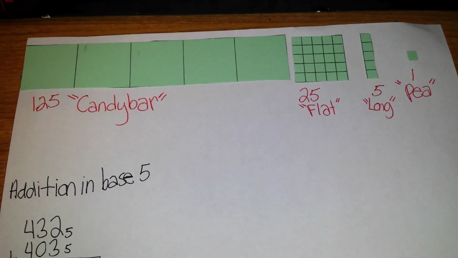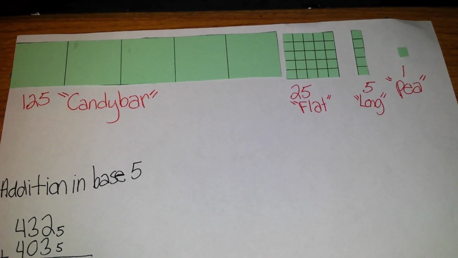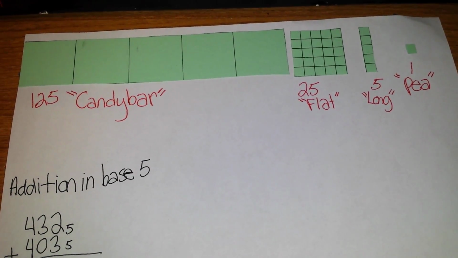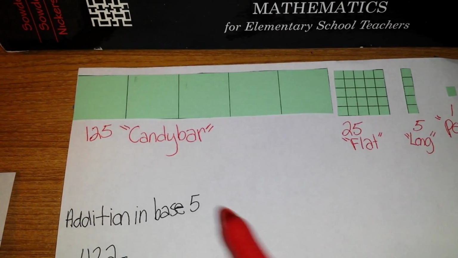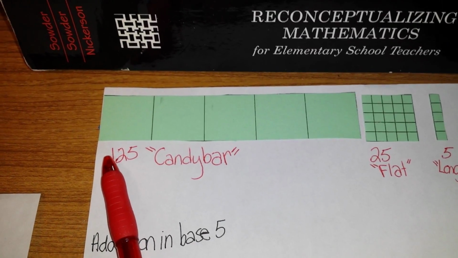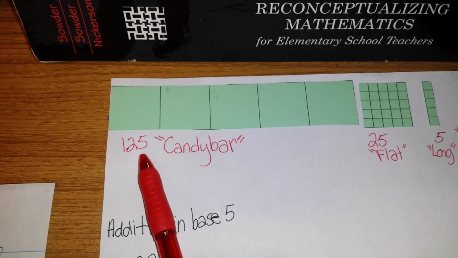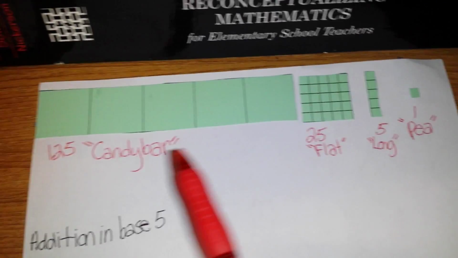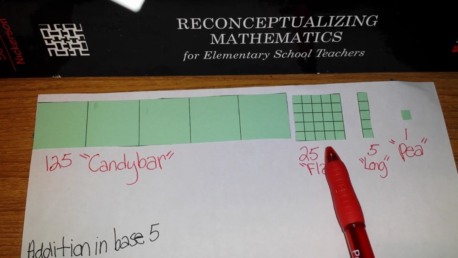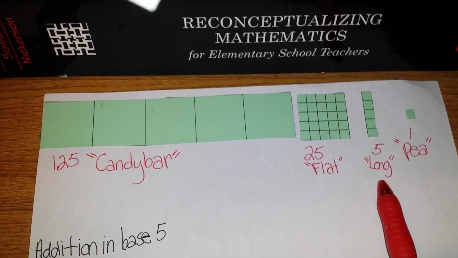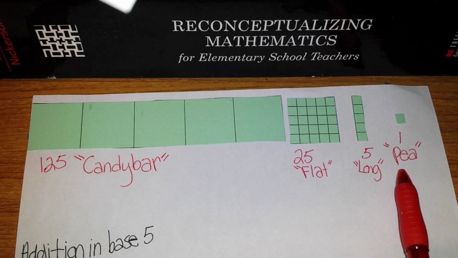Everyone! So today we will be covering addition and subtraction in base 5. We are going to start off with some terminology that we learned in class. So right quick, we are going to review the candy bar, which is right along here, and that it has a value of 125. Next, we have a flat, which has a value of 25 right here. And we have a long, which is 5. And we also have a p, which has a value of 1.